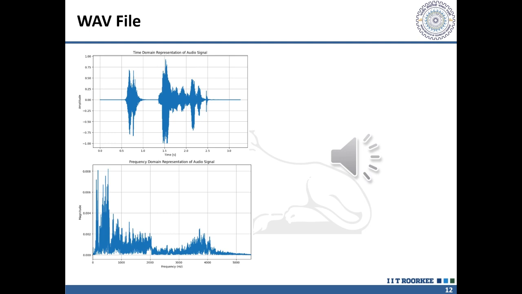So the graph on the top left shows the variation of amplitude with time, and the graph on the bottom left shows the frequencies and their magnitude in the audio. You can see that my voice is a low frequency dominated voice. Low frequencies are quite prevalent in this audio.